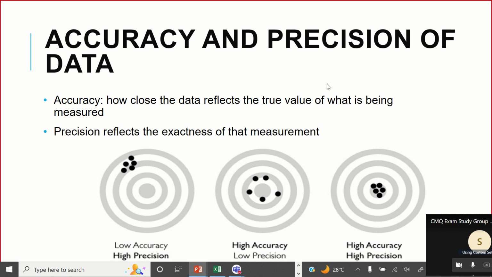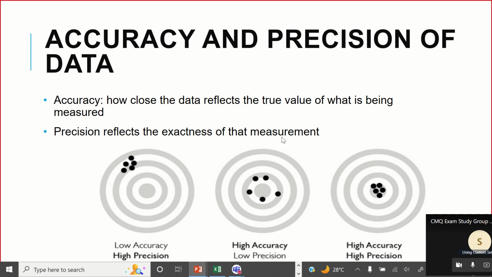Then they started talking about the concept of the accuracy and the precision of data. And this diagram actually shows us what they mean by the accuracy and the precision of data. Accuracy is how close the data reflects the true value of what is being measured. So you can see here, this is accurate data. Let's say the middle point here is the data required, and they are closely around it. So this makes it high accuracy.